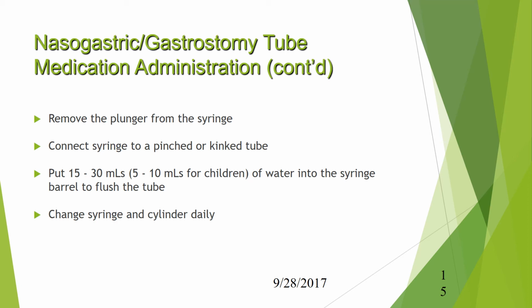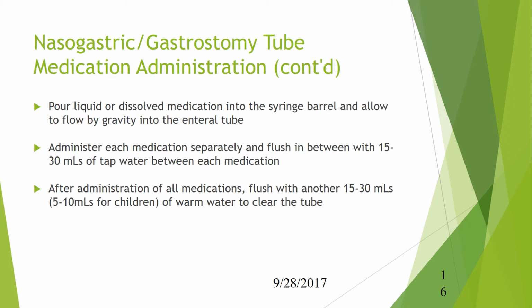The important thing is that the 60 milliliter syringe you use, which will have a catheter tip on it, not a luer lock, and the cylinder that you use to draw your water up in are changed daily. So you're going to use a permanent marker to put the date and time on the syringe and the cylinder and change those out daily. So to let it go in by gravity, we've removed that inner barrel. We pour the liquid and medication into the barrel and allow it to flow in by gravity.